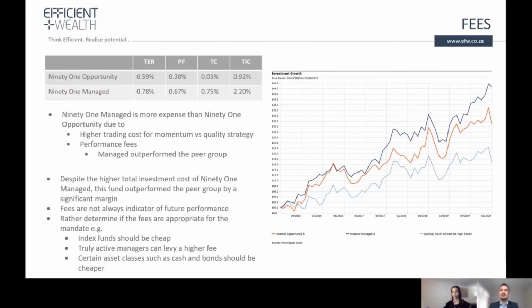So understand what you pay for and make sure that the fee relates to the investment mandate. If the style is a buy and hold strategy, the fees will be lower, but for a manager that's more active, the fees might be higher. Just understand the link between the fees that you pay and the investment mandate.